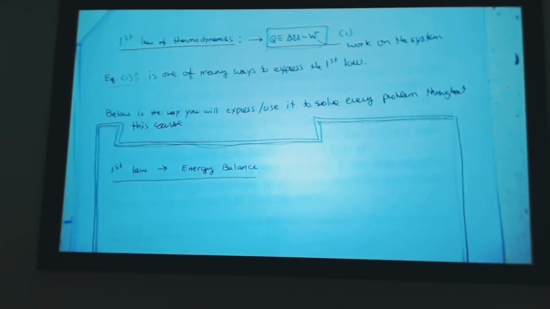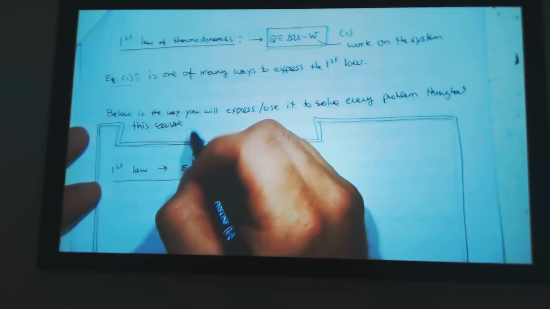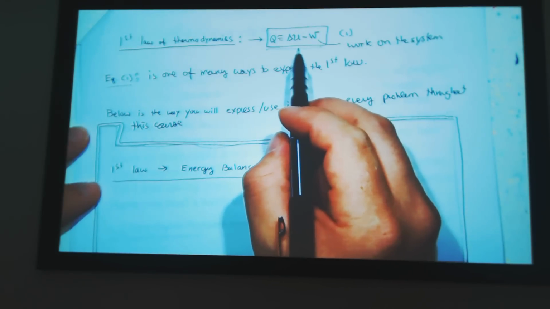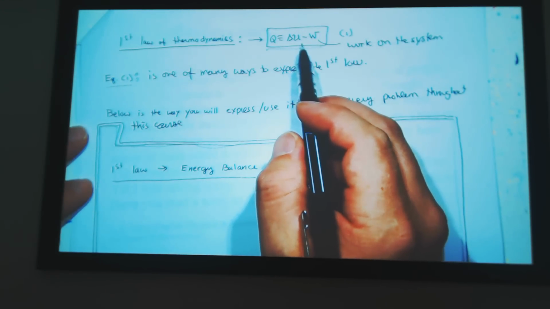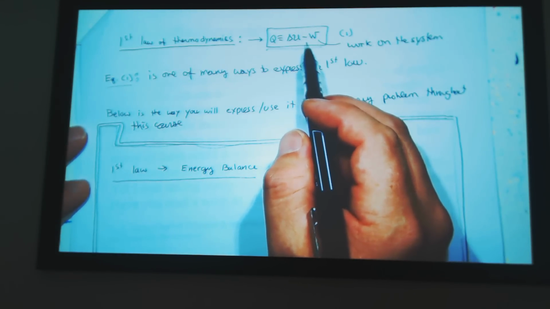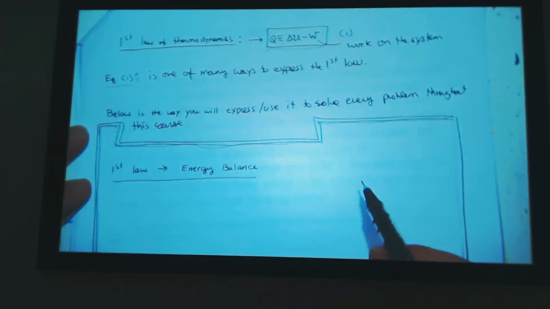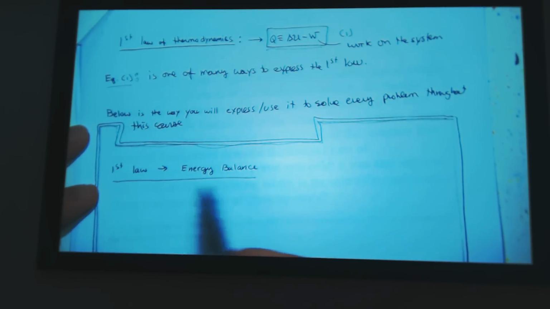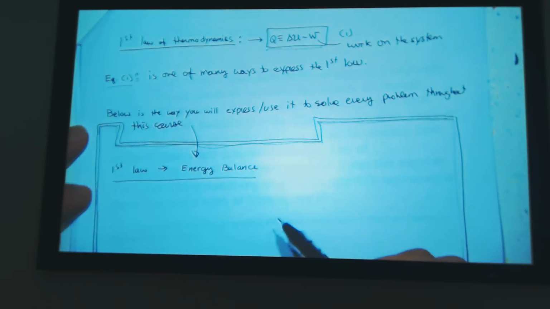So you will use this, but I'm going to ask you to do it in an energy balance form, not just this. This is the way you want to memorize it, just for writing out what the first law of thermodynamics is, to describe how heat is coupled with the changes in internal energy and work done on the system. But when you solve problems, it's better to write the first law in an energy balance form.